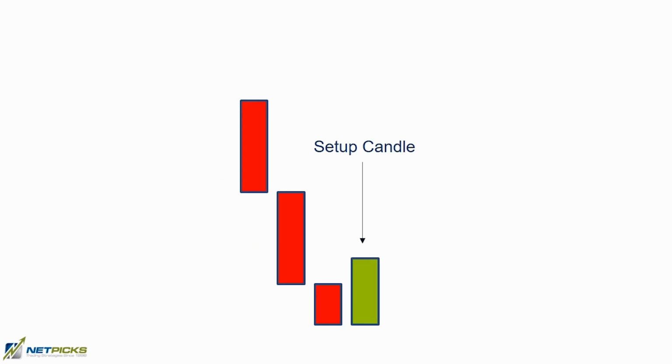And you can use 2-bar pullbacks, 3, 4, 5, whatever you want to use. So essentially, if you're looking for a long trade, you're going to require, let's say, 3 candles of lower highs. And then you're going to look to take a trade off of the setup candle formation. Okay, we're going to show that later.